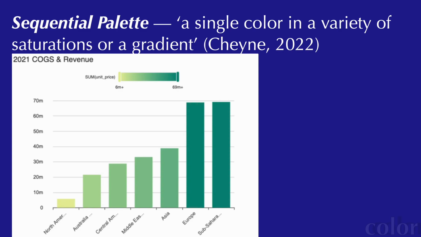In terms of the sequential palette, a single color and a variety of saturations or a gradient. Say for this bar chart, you can see that the unit price, the sum, like the revenue that's in total, is lower at the far left. It's a lighter color in the gradient, and it becomes a darker green further right. So that makes sense again. As the sum of the unit price over time and the total revenue increases, over the course of this bar chart, depending on the geographic region, it becomes darker. And the sequential palette makes sense.